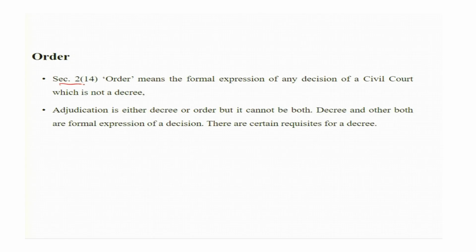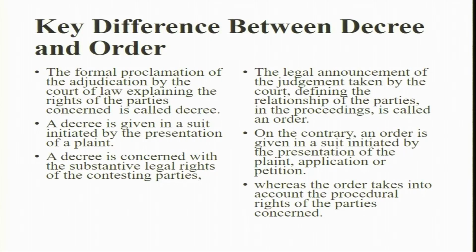Now, Order 2, Section 2, Rule 14: the formal expression of any decision of a civil court which is not a decree, we will not call it a decree. With the help of this difference you will understand more about it. The legal announcement of the judgment taken by the court, defining the relationship of the parties in the proceeding, is called an order. An order can be given in a proceeding initiated by the presentation of an application. A decree is always by the presentation of a plaint, but an order you can get even on the basis of the presentation of an application.